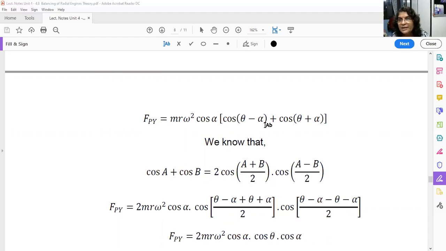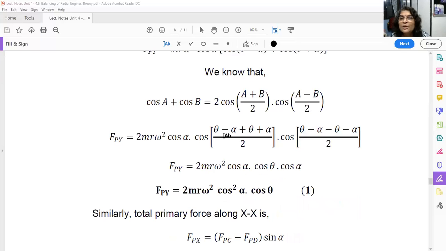What is A? Theta minus alpha. So theta minus alpha plus theta plus alpha by 2 into cos (A minus B)/2. This is A, this is B. So cos of theta minus alpha minus theta minus alpha, because it's minus, divided by 2. Okay, so this minus alpha plus alpha will be cancelled out. So theta plus theta, 2 theta by 2. Okay, so only theta will remain. So this is the term cos theta.